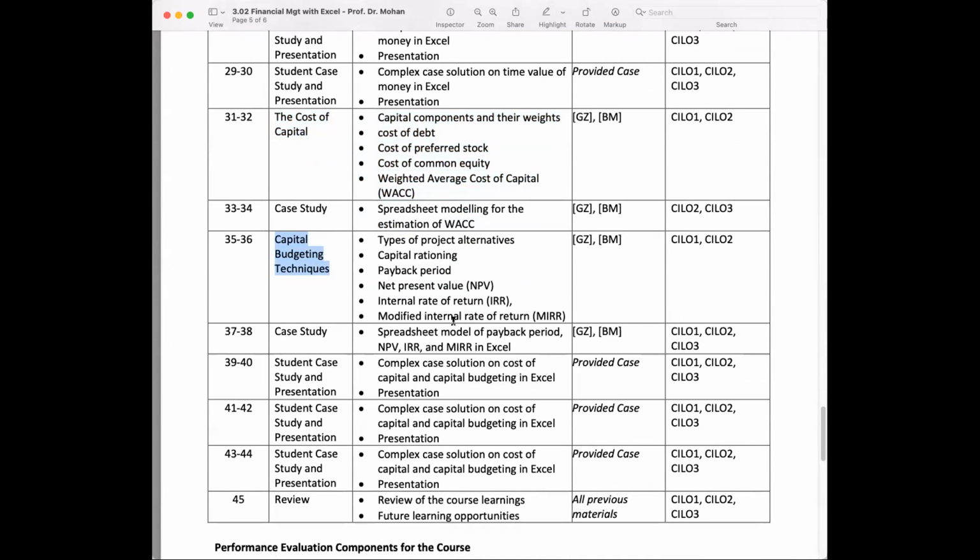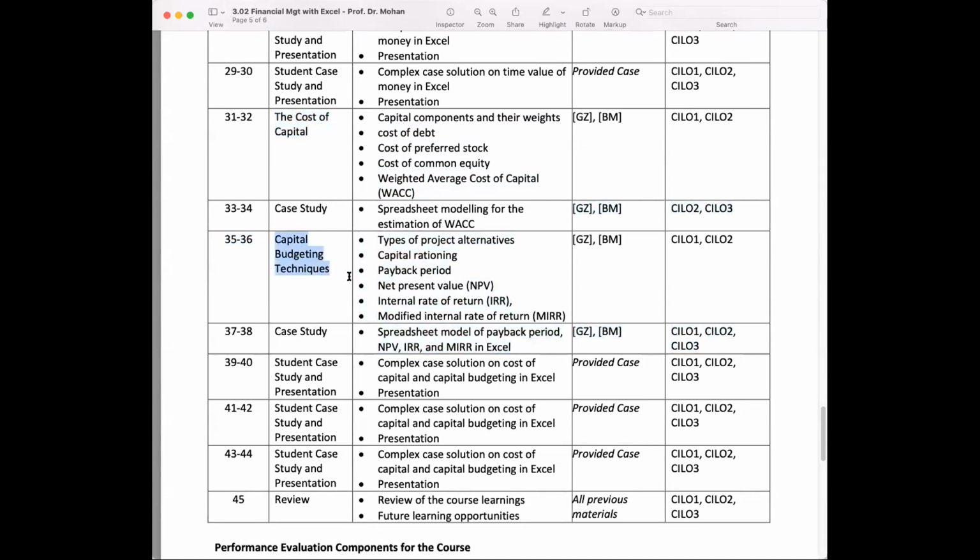I will also send you an assignment today, so that you can submit it by the coming Wednesday or Thursday. That will be based on the cost of capital that was discussed in the class before the last class, and also today's class. So the case study will be like that.